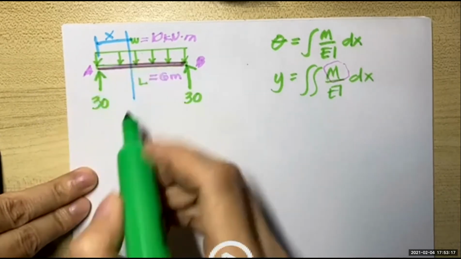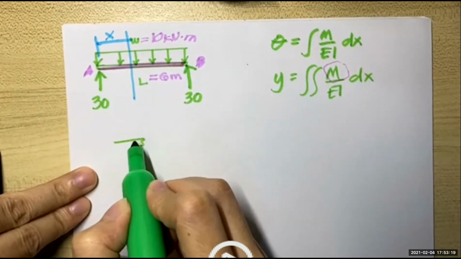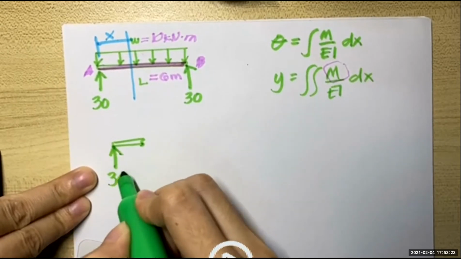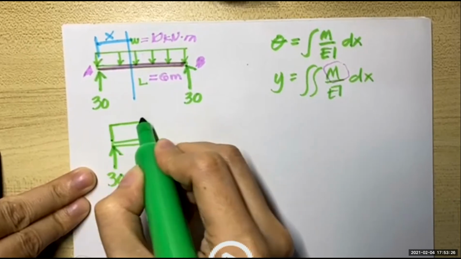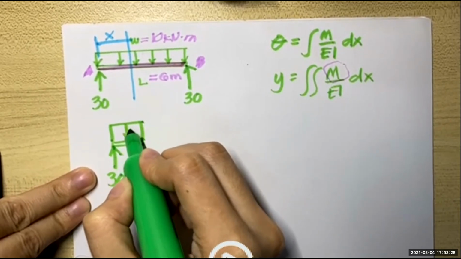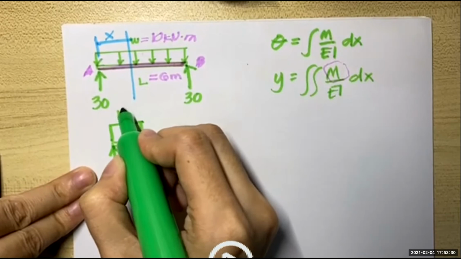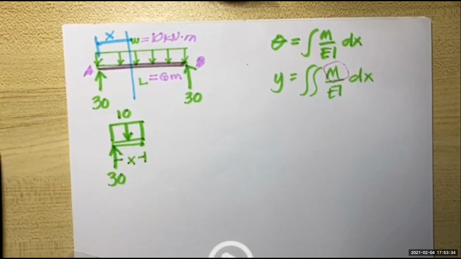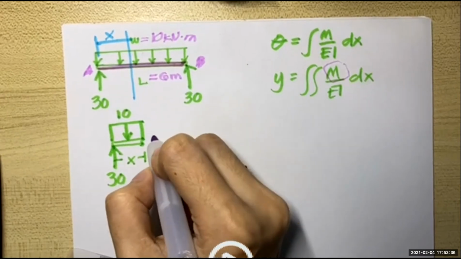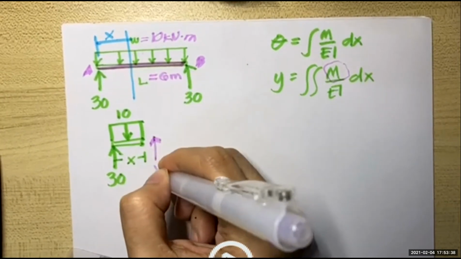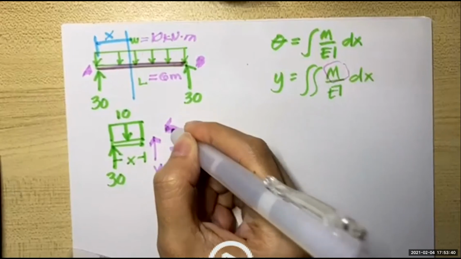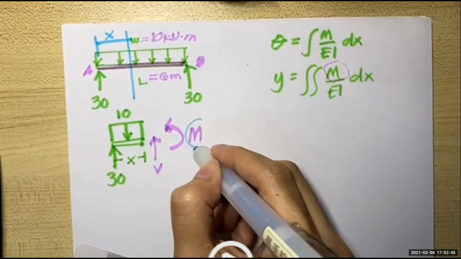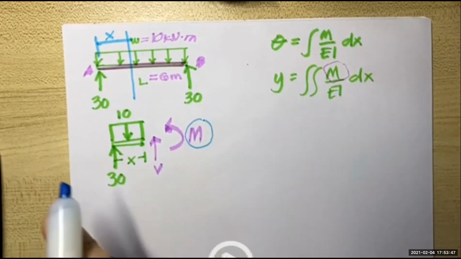So, cutting or drawing the free body diagram. As you have here 30. Tapos, this is 10. 10, di ba? And yung distance mo is X. And then again, you have here internal shear. Tapos internal moment. Now, yung moment na to, ito yung hinahanap natin. Now, how do we get that?